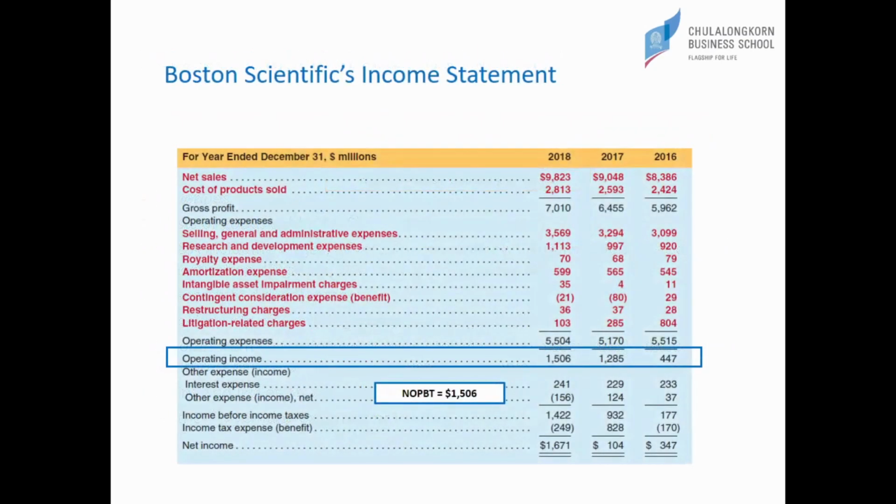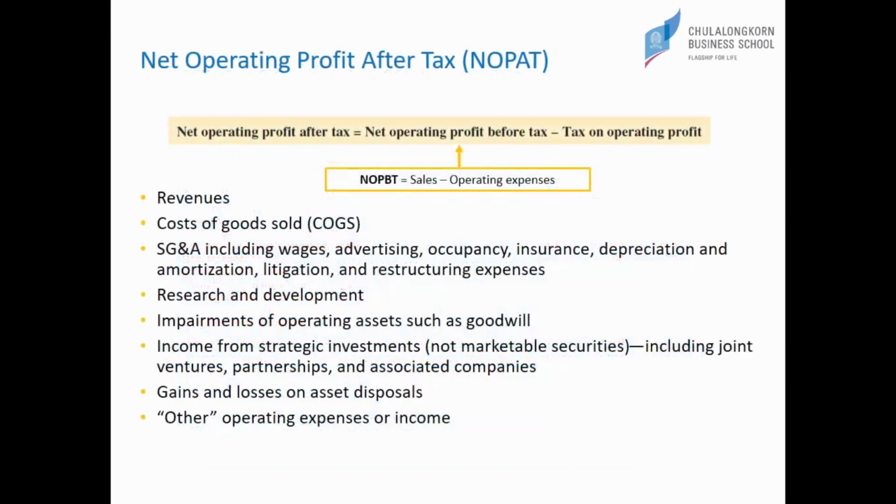So you can see here, you start off from the sales, subtract the cost of goods sold, and subtract the operating expenses, and you will get operating income, which is here NOPBT of 1,506. And from that, you can subtract the tax on operating profit to get the NOPAT, no tax.